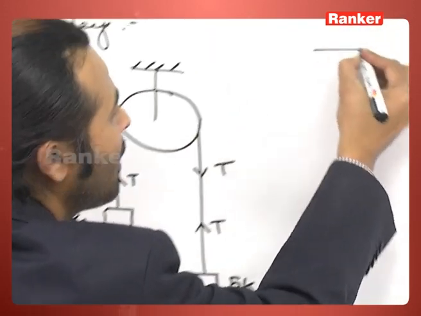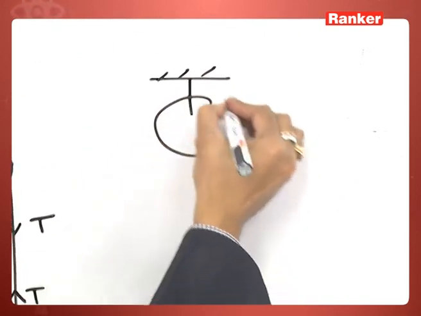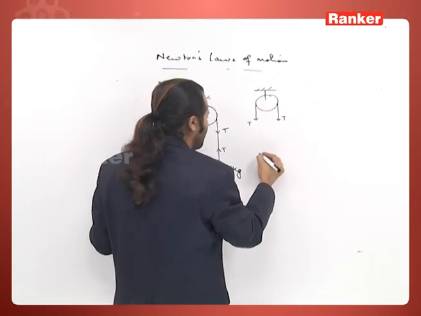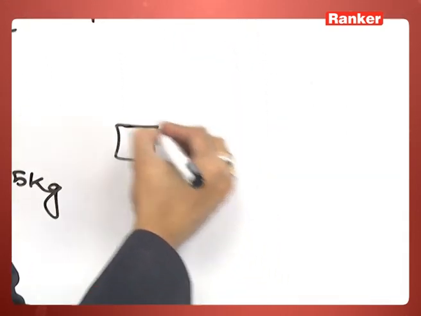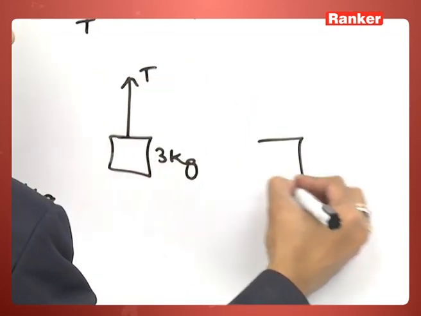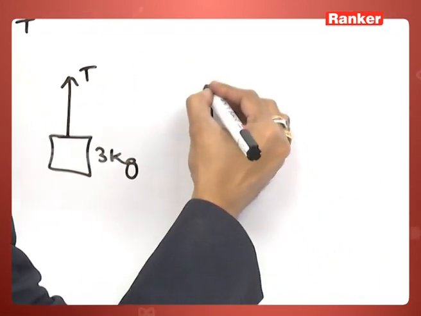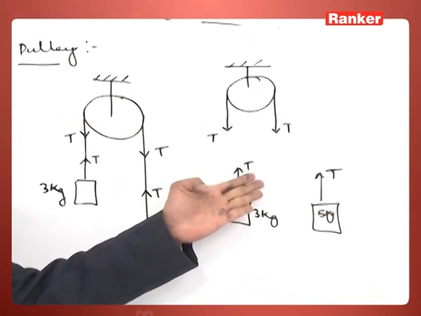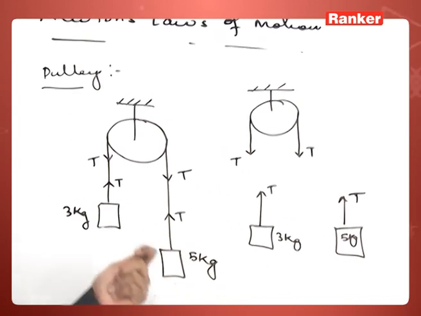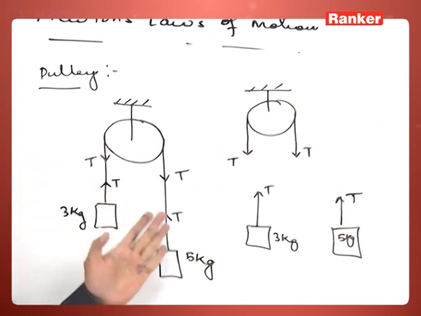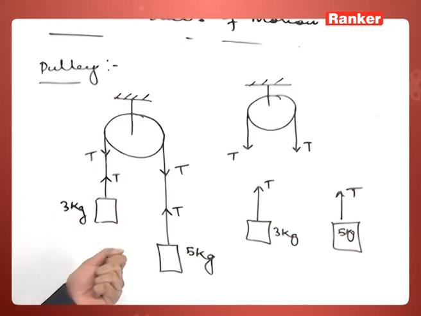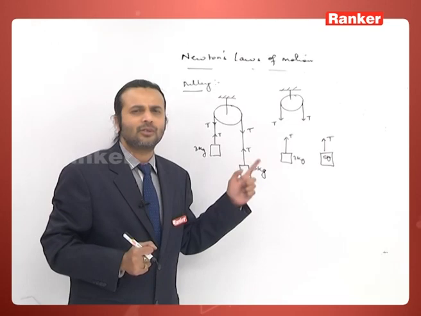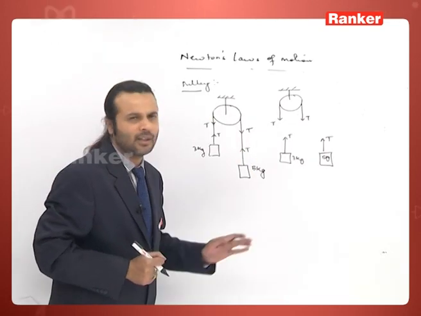That means if I take the free body diagram of the pulley, the tensile force is like this. If I take the 3 kg block, the tensile force is like this. If I take the 5 kg block, these are all the ways to find the tensile force acting on a block or on the string. Always I say, for a massless string, tensile force always pulls the body, and for a massless and inextensible string, tension is the same throughout the string.